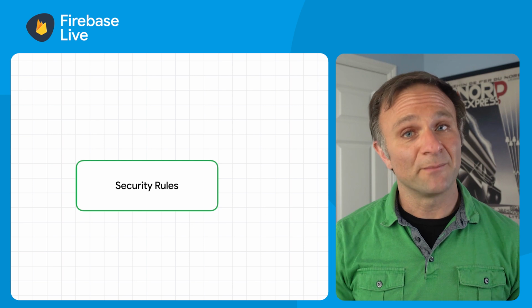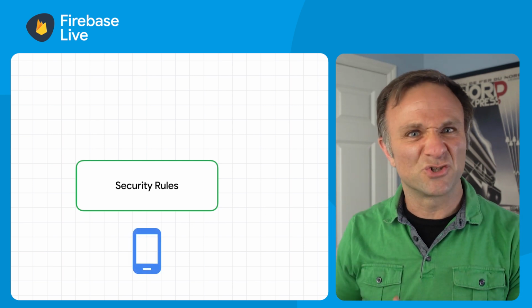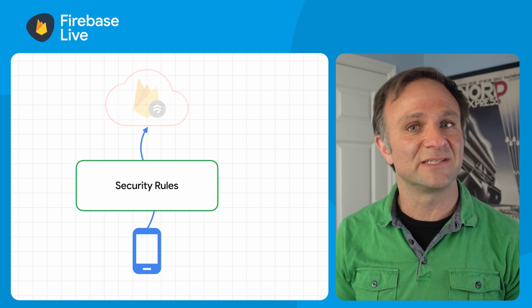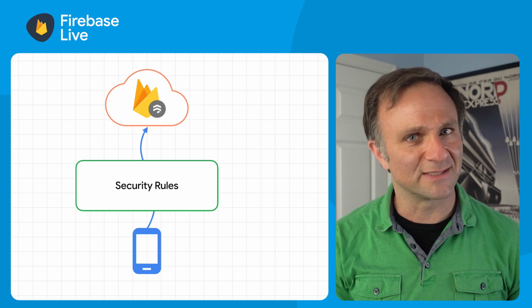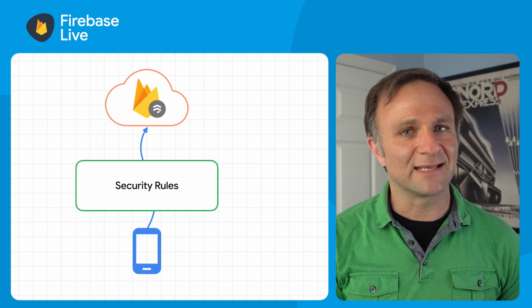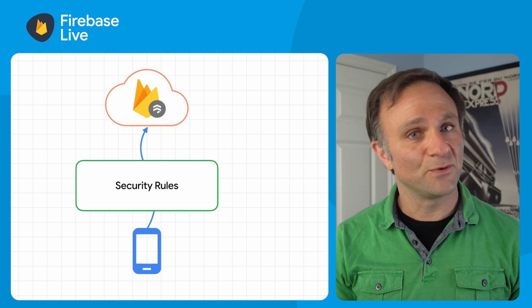So security rules are important. They sit on the front lines of your app, and they're a big reason you can let all those untrustworthy clients talk directly to services like Cloud Firestore or the real-time database for a truly serverless experience. But they've been difficult to create and test, at least historically. Thankfully, things have gotten much better in the last few months.